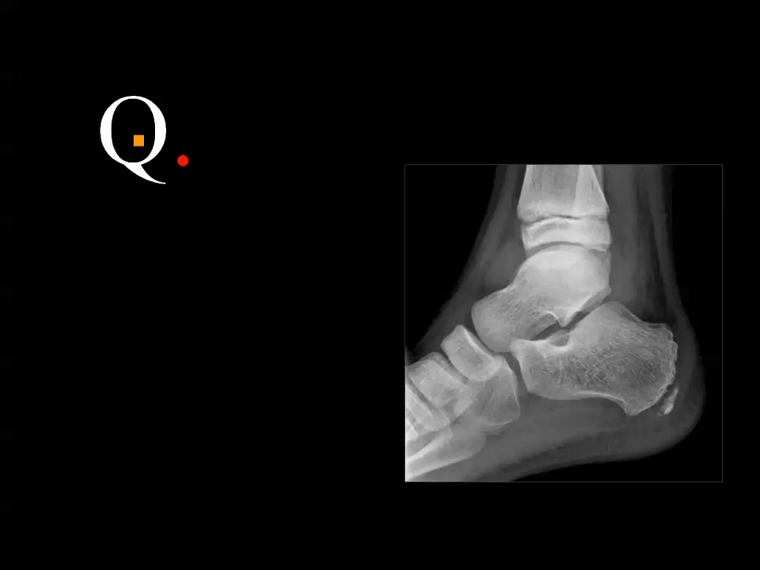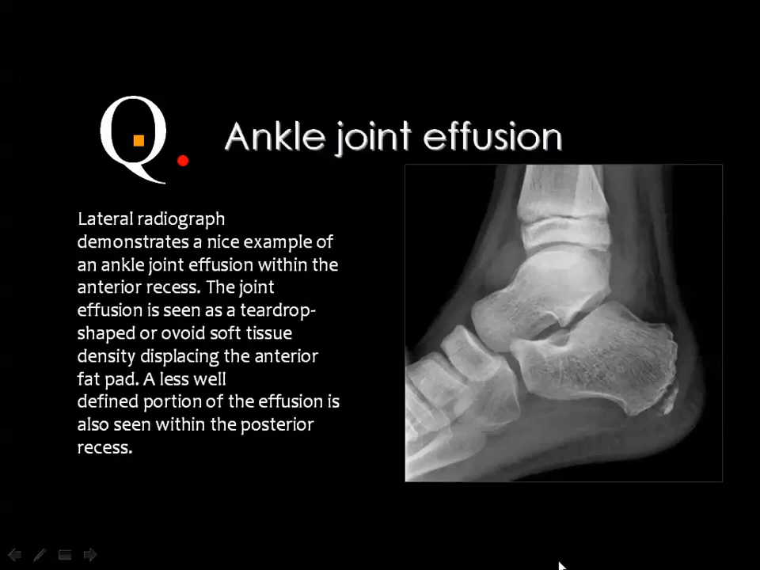X-ray of the ankle. Joint fusion. There is soft tissue shadow posterior and anterior to the joint, which is suggestive of effusion. Very good.